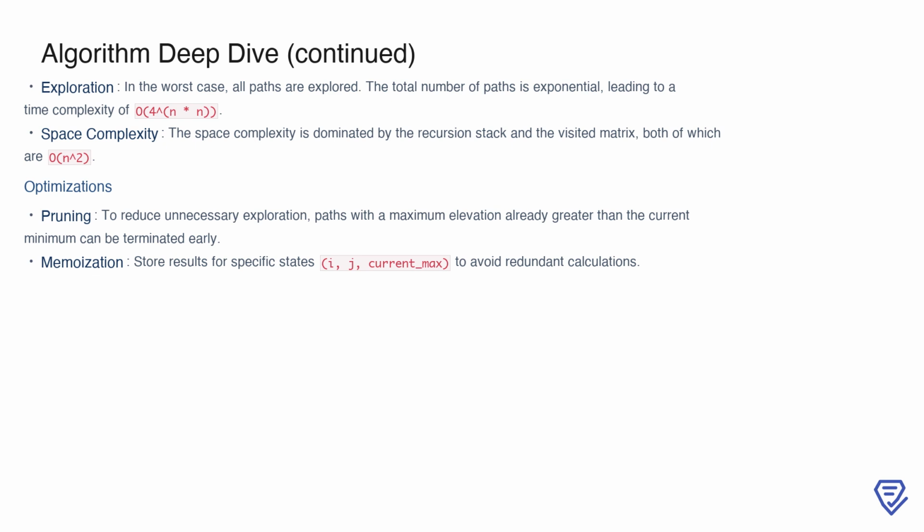To optimize this brute force method, we can introduce techniques like pruning, where paths with a maximum elevation already greater than the current minimum are terminated early. This avoids unnecessary computation. Additionally, memoization can be used to store results for specific states, such as the combination of grid position and current maximum elevation, to prevent redundant calculations. These optimizations can significantly reduce the computational overhead and improve the efficiency of the algorithm.